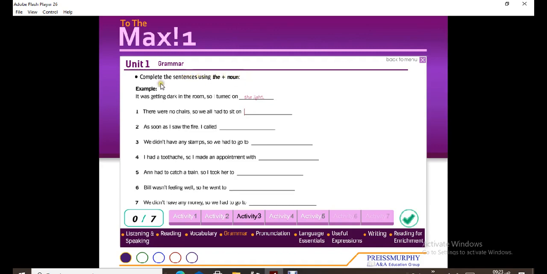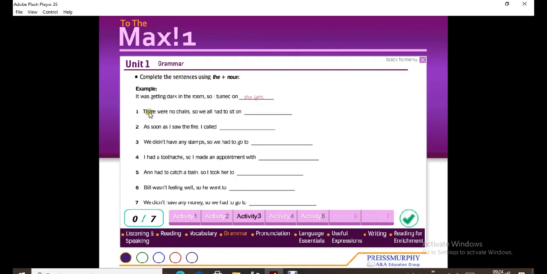Now, for example, it was getting dark in the room, so I turned on. Here, I'm going to write "the" plus a noun. The light. Light is a noun. Is this right? Let us go back to the meaning. It was getting dark in the room, so I turned on the light. This is right. Now, you can choose any noun you like, but it should be right with the meaning.